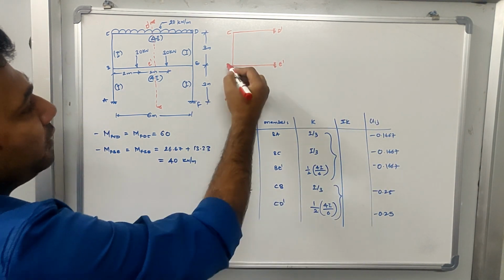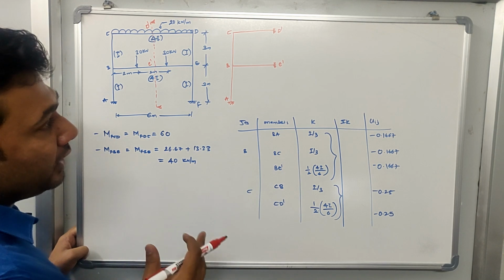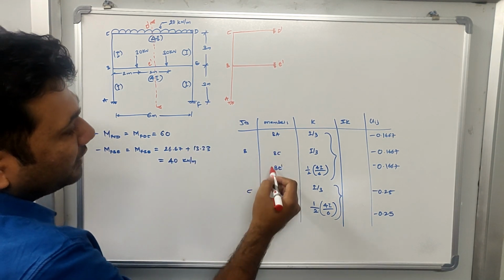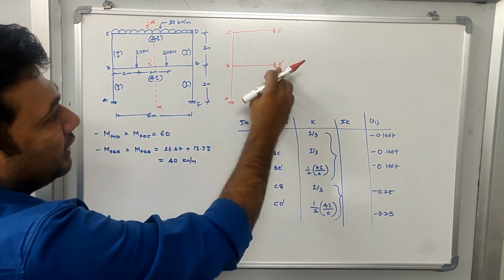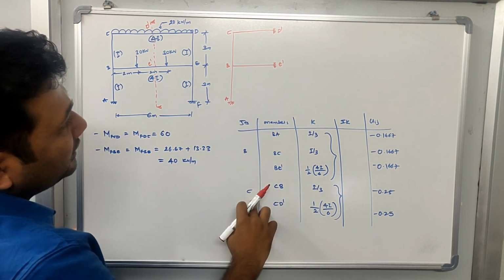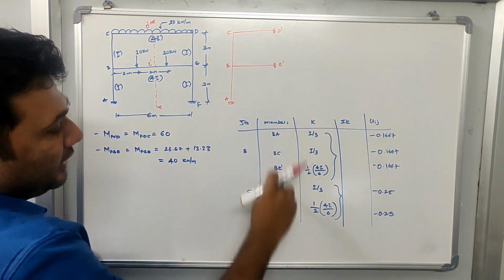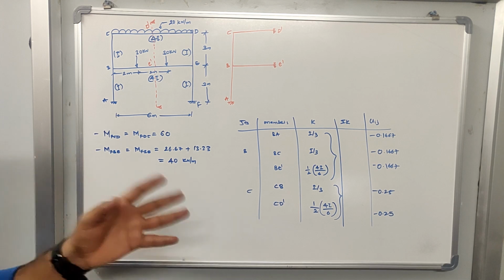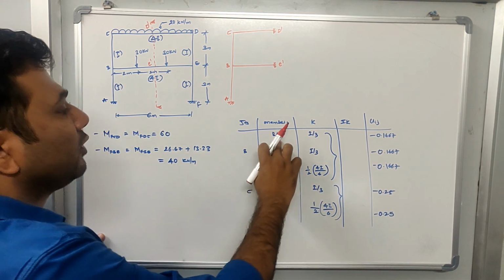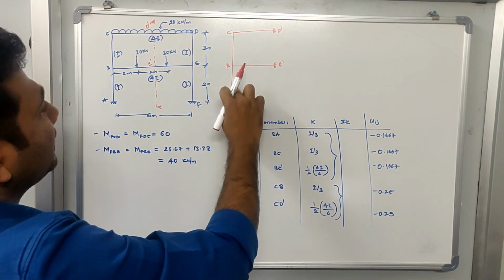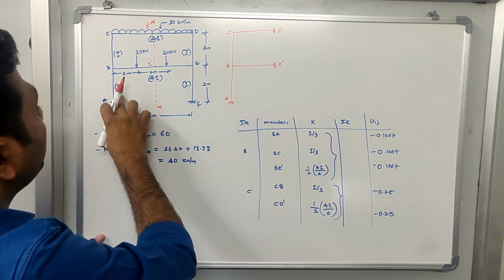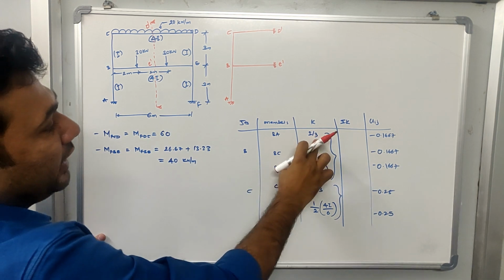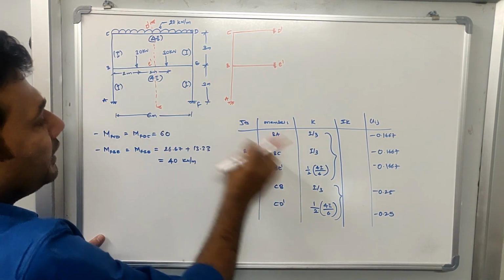We know joint B and joint C are connected by 3 members and 2 members respectively. Joint B is connected by BA, BC and BE dash, right? Joint C is connected by CB and CD dash, right? So we'll solve the stiffness values. What is the stiffness value of BA? The I value for BA is I, and the length of member BA is 3 meter, so it is I by 3. Similarly for BC also it is I by 3.